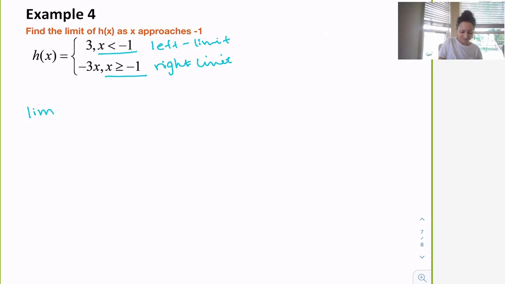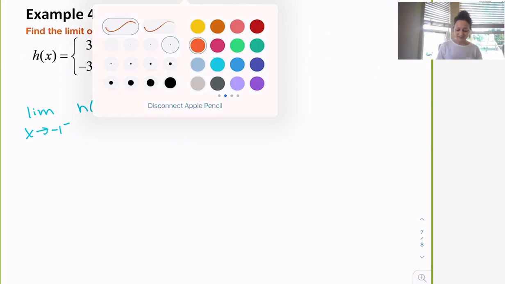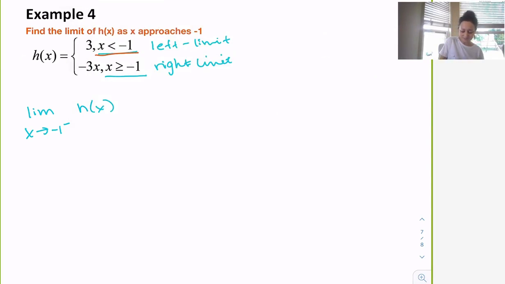Let's find the limit as x approaches -1 from the left of h of x. So in this case, would I use the top piece, the bottom piece, both, or neither? I would use the top piece, the left, right? So this is going to be the same as the limit as x approaches -1 from the left of that, which is just a constant 3. So I just get 3 for the left limit, okay?